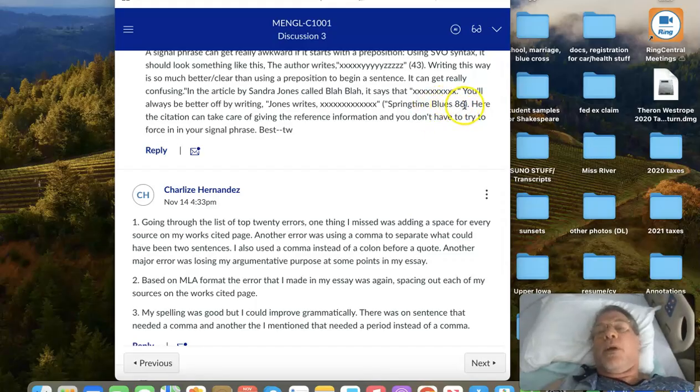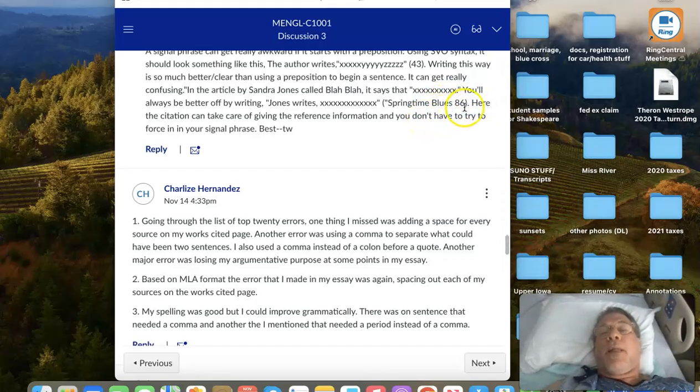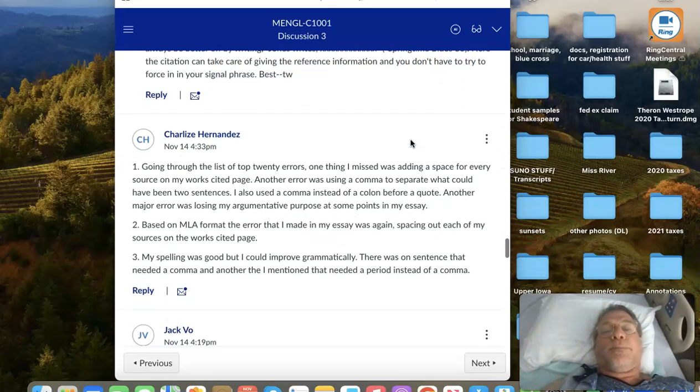I shall put an end quote here on a page number. And that's the point of a citation. You don't want to interrupt the writing with that. So the citation takes care of giving the reference information. You don't have to write that into the signal phrase. Just put it in parentheses so you're efficient with the way that you present the information.